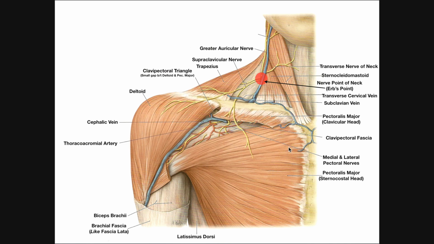A couple other things here before we move on. Here's the transverse cervical vein. It may look like it's going to the subclavian vein, but it's actually not. This actually drains to the external jugular vein. In fact, this structure right here is the external jugular vein, which will actually drain into the subclavian vein.